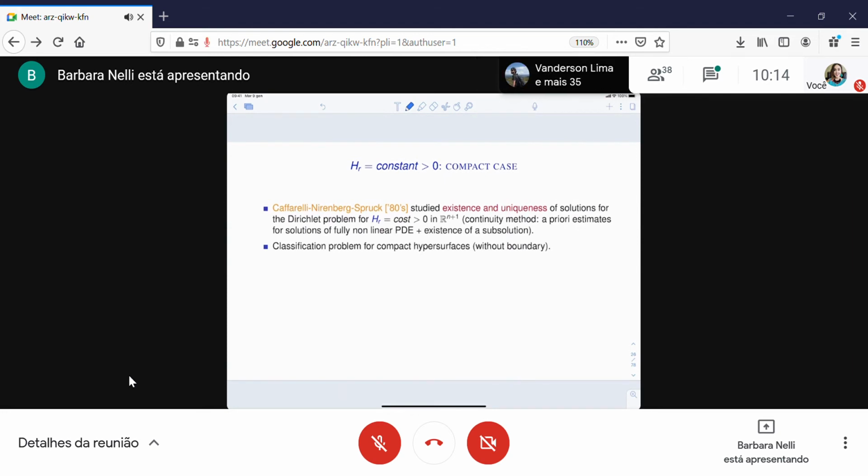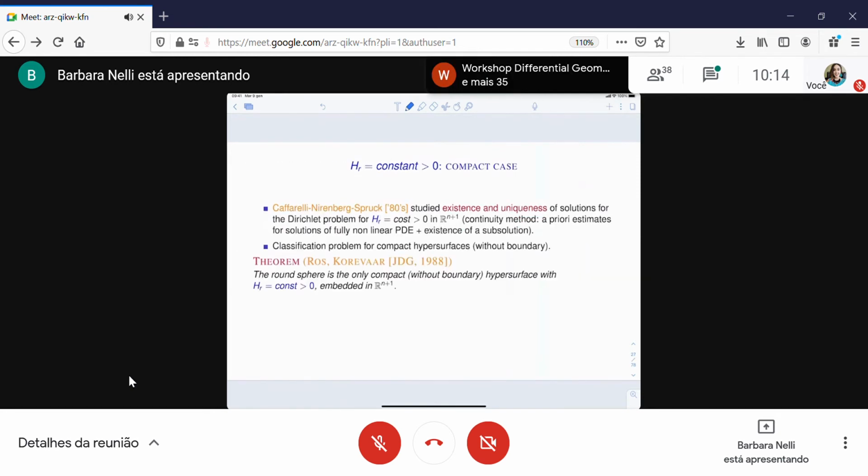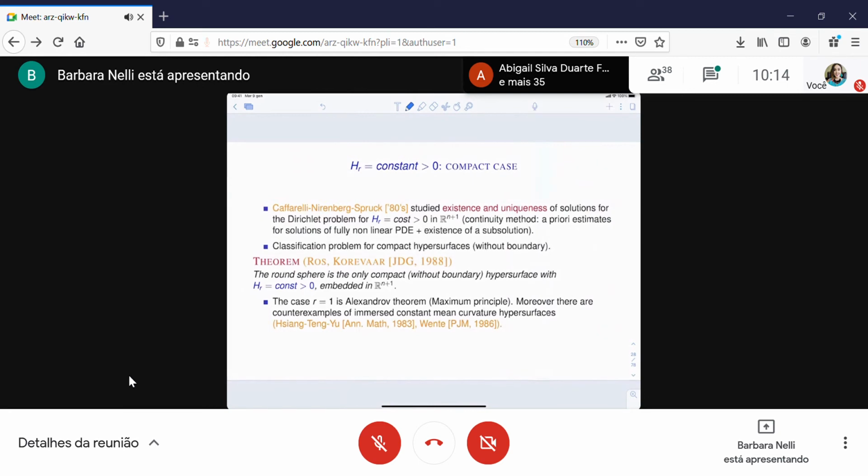And then the other very interesting fact that was proved at that time was the classification of compact hypersurfaces with constant H_R without boundary. This was done by Ros and also by Korevaar. There are many papers, but anyway, I will tell you something more in a moment. But the fact is that the round sphere is the only compact embedded hypersurface with H_R equal to a constant in R^{n+1}. Of course, the case R equal to 1 is Alexandrov's theorem, and of course there are counterexamples if you are immersed. Everyone knows Wente's torus, but there are also the spheres by Hsiang, Teng and Yu.